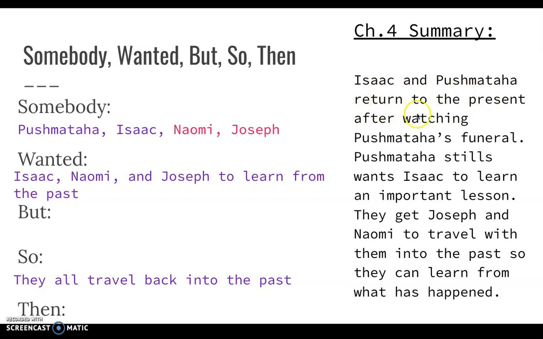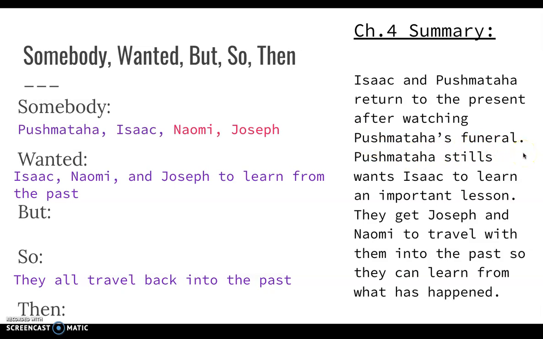Isaac and Pushmataha returned to the present after watching Pushmataha's funeral. Now, we didn't get that from the somebody wanted but so then section, but I knew that that was an important part of the chapter because when we start the chapter, that's where they are. And then they travel back to the present. So we could have added that to the so, but I thought that we could leave it more simple this time. So I tell you what happened at the very beginning of the chapter.